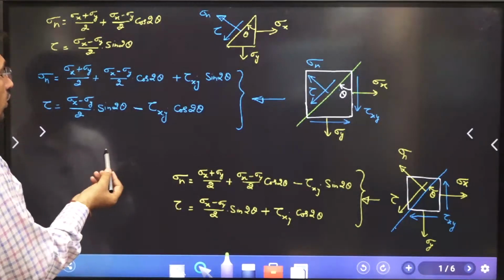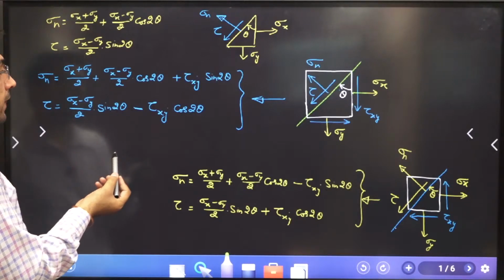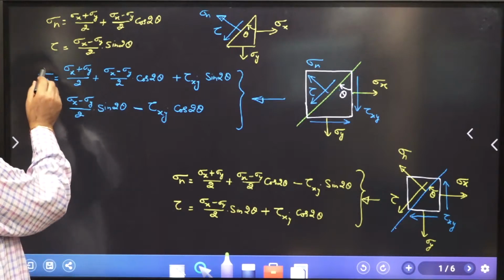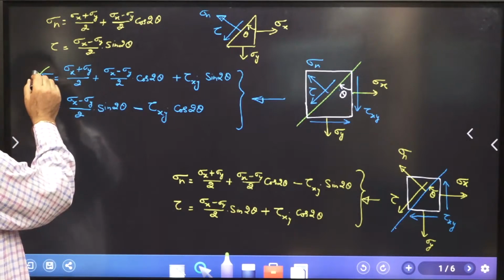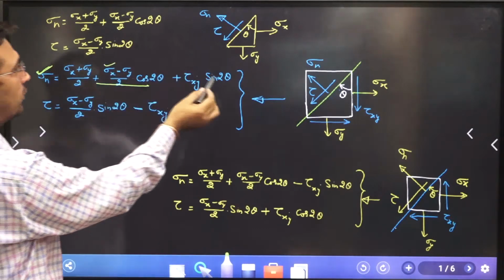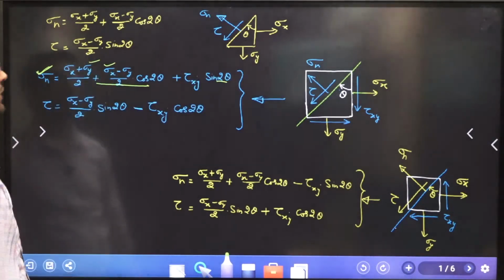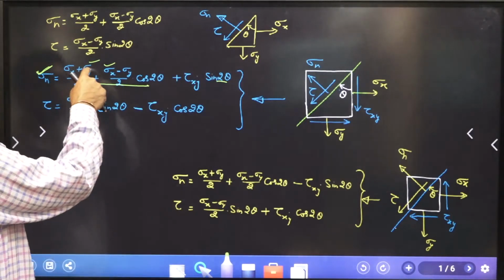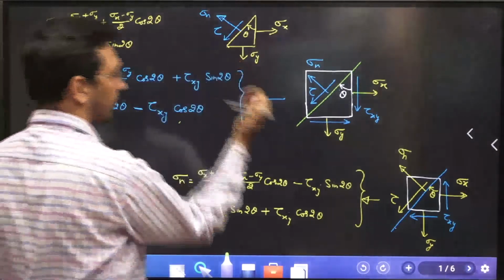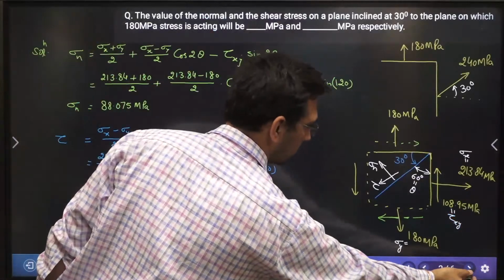And since I don't know this sigma y in this example that we are talking about, but he has given me the sigma n value. So I input that value from this equation. I know sigma x, I know theta. I will be able to find out the sigma y. So find out the value of sigma y from here, input that value over here, and your job is done, right? So I'm writing this equation.